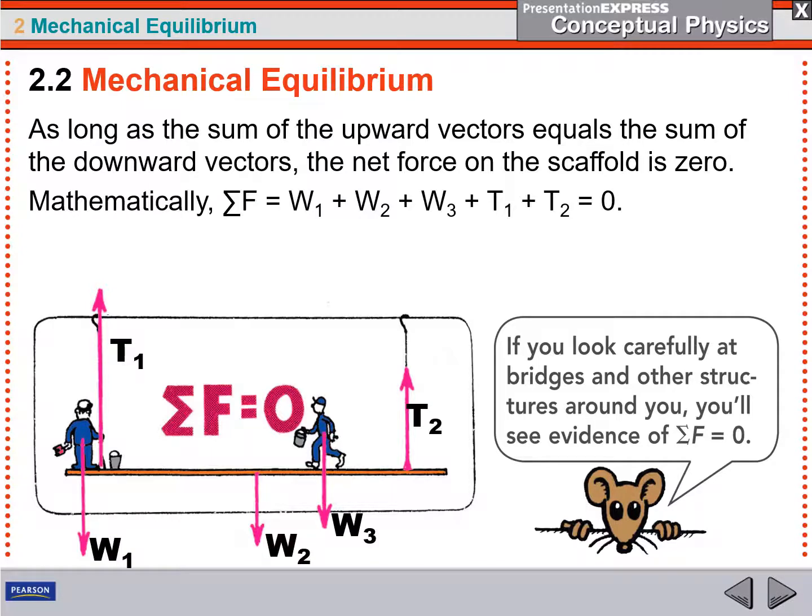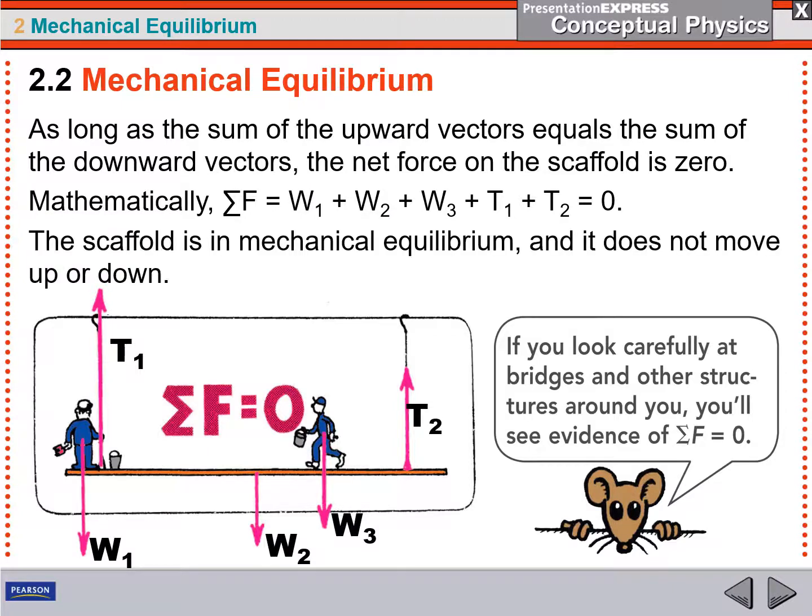Therefore, mathematically, you could say the three weights represented by W1, W2, and W3 must add to the two tensions in the ropes, T1 and T2. They must add up to 0. As long as the scaffold is in mechanical equilibrium, it won't be moving up or down.